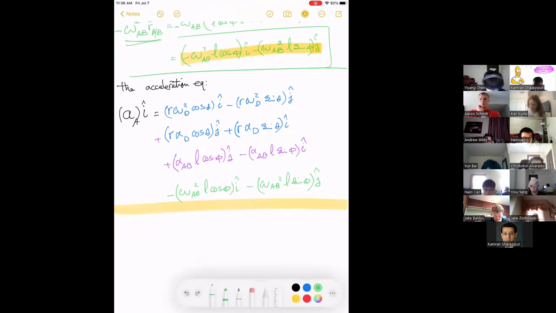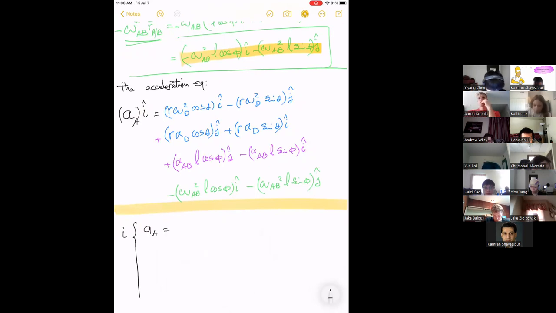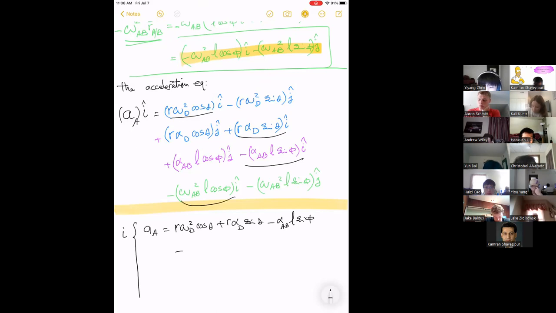I'm gonna go in I direction. On the left-hand side, we have AA. On the right-hand side, we have this guy, R omega D square cosine theta plus R alpha D sine theta minus alpha AB L sine phi minus omega AB square L cosine phi. This is the first equation.